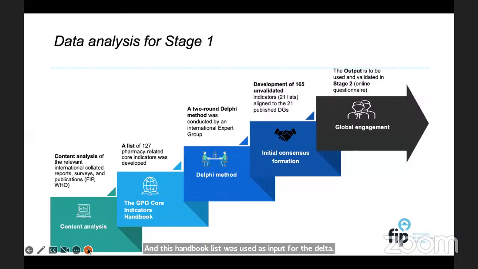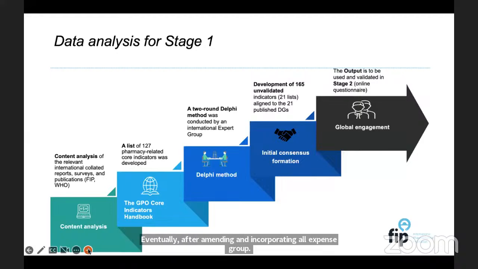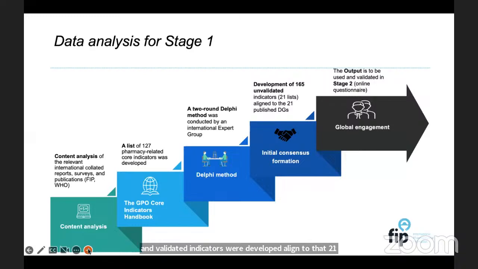Afterwards, an expert group of international pharmacists volunteered to contribute in an anonymous 2-round Delphi method, and they were asked to assign the relevancy of indicators listed in the GPO indicators handbook and the published FIP Development Goals mechanism against each development goal. The expert group was also asked to provide further review and feedback on the output of the first round. Eventually, after amending and incorporating all expert group comments and reviews, an initial consensus was met, and 21 proposed lists of 165 unvalidated indicators were developed aligned to the 21 development goals. The output of the Delphi method was formatted into a questionnaire to be used for the global engagement, or stage 2. Next slide, please, Chris.